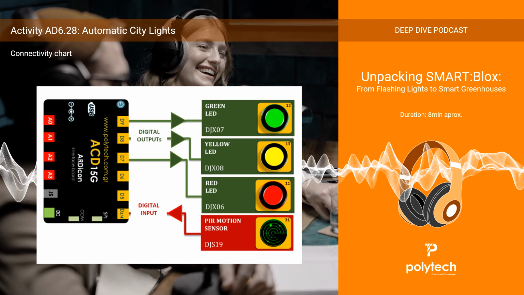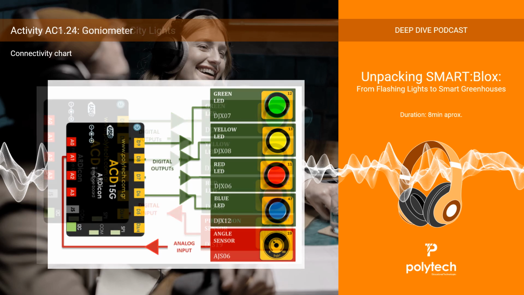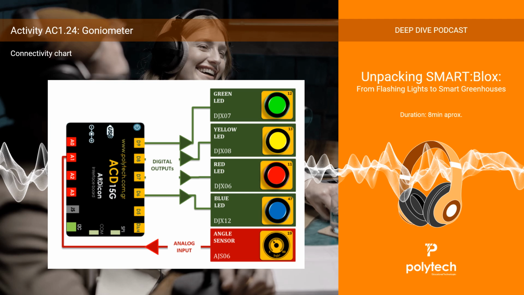If there's no motion, the else condition keeps all the LEDs off. It shows sensor-based automation. Okay, moving up a notch. 6th grade, AC 1.24, a goniometer. What's that? It measures angles.